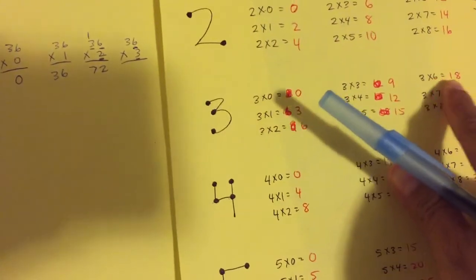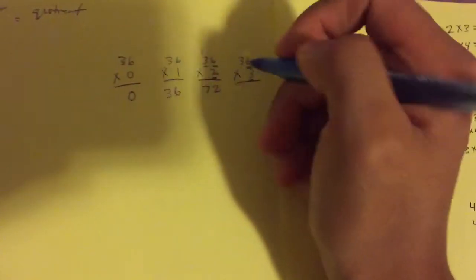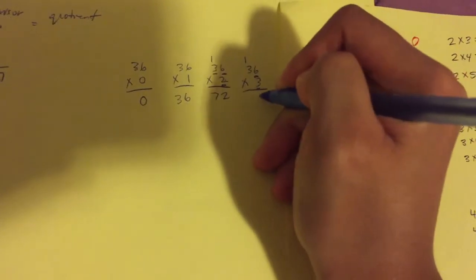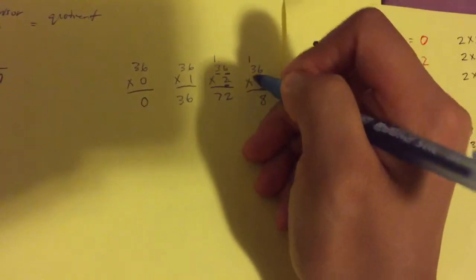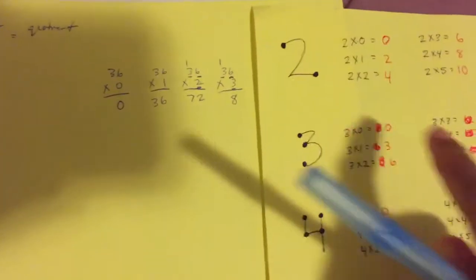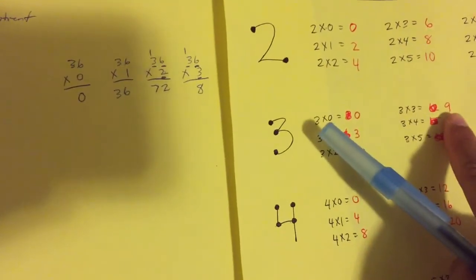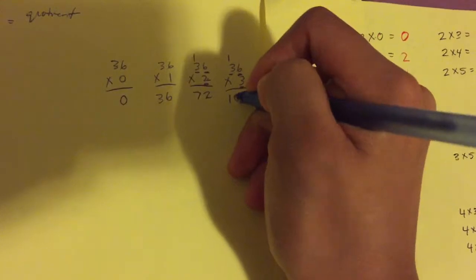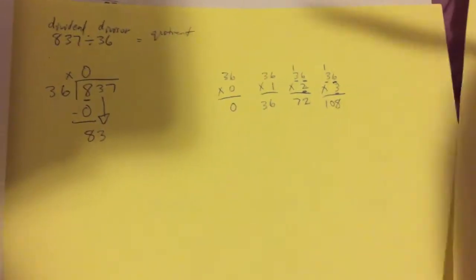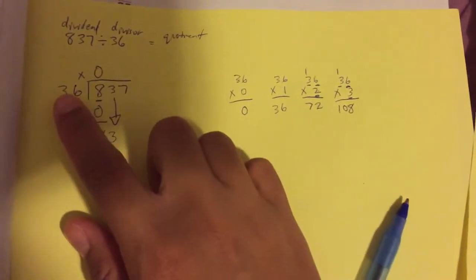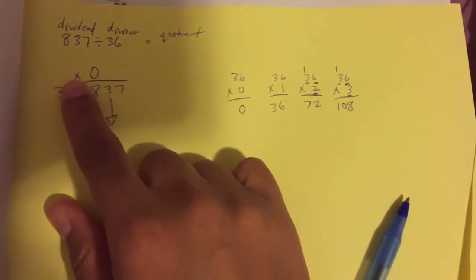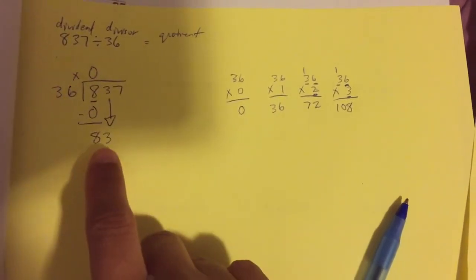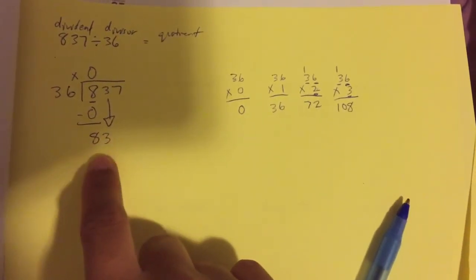3 times 6 is 18. We're going to regroup the 1. And we're going to do 3 times 3. 3 times 3 is 9. And we're going to add the 1. 108. So here, we're saying, buddy, 36 times what number gets close to or equal to 83 without going over?